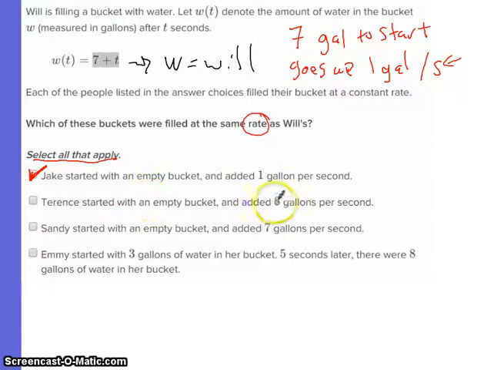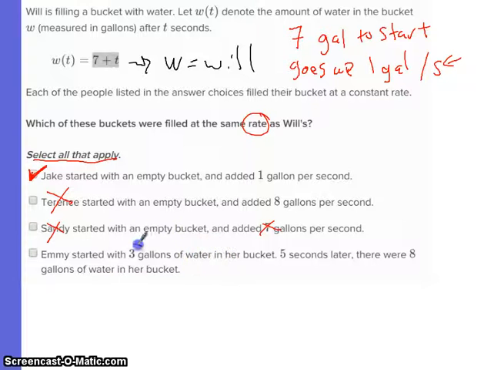And then Terrence was 8 gallons a second. No, not Terrence. Sandy was 7 gallons per second. That's right, isn't it? Because it was 7? No, we wanted the rate, not the intercept. This was the intercept, so this one isn't right. And then this one is really tricky. Emmy started with 3 gallons, and then 5 seconds later there were 8 gallons.